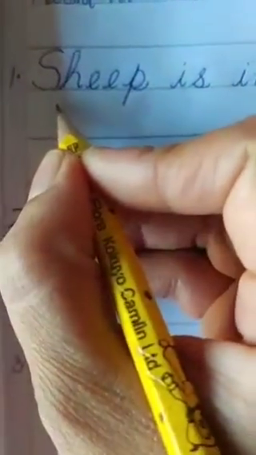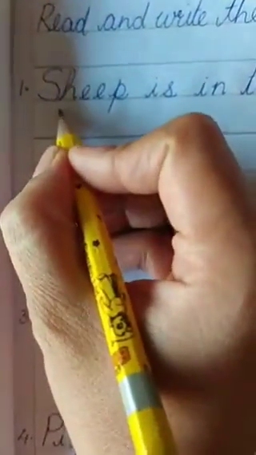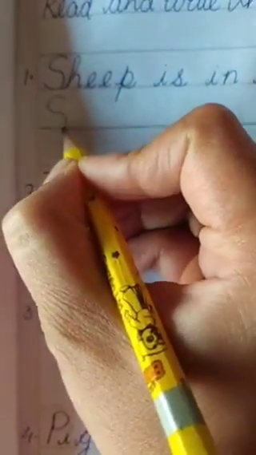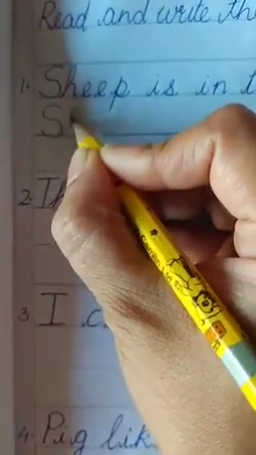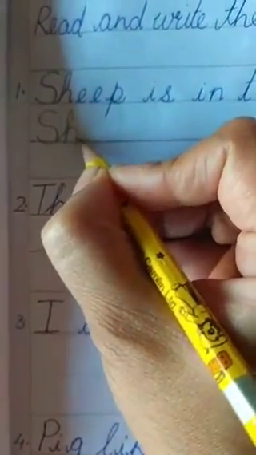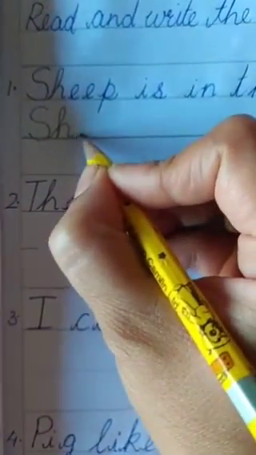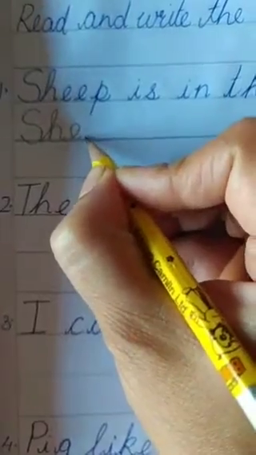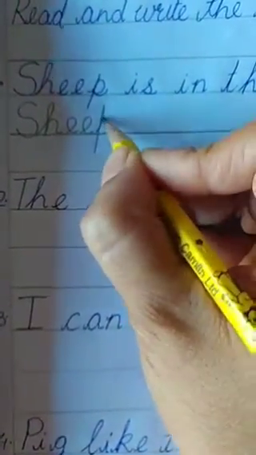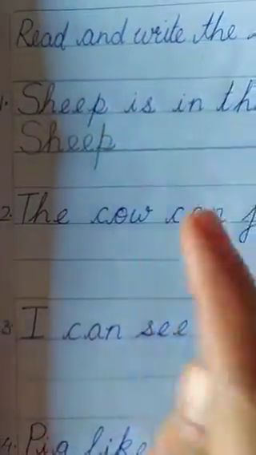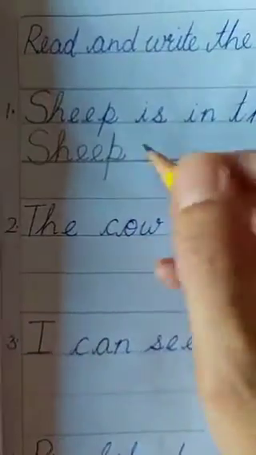Okay, so now let's write following these 3 rules. So you always start writing with a capital letter. Yes, so the capital S, H, this is H, sh, S and H make the sound sh, E, P, sheep, and I put 1 finger space and then write the next word, is.